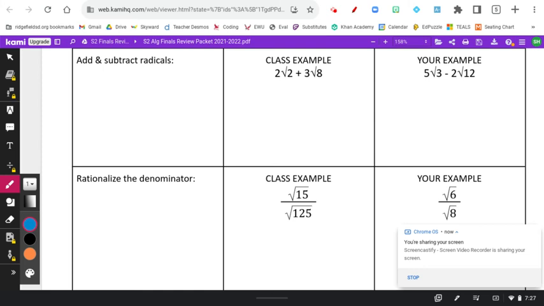Hey guys, we're in the radical operations portion of your packet. We're doing add and subtract radicals and rationalize the denominator.